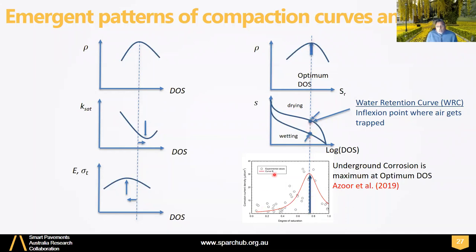And we also have found, when you bury a metal in soil, like pipes and so on, they corrode most at the optimum. So ironically, we are compacting soils to the maximum density, and at the same time, we are providing the highest corrosion potential for metal objects we bury in the ground, such as pipes. Which has been revealed by one of our PhD students, Rukshan Asua.